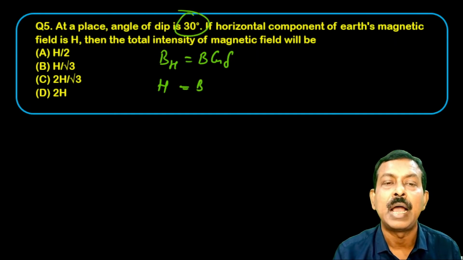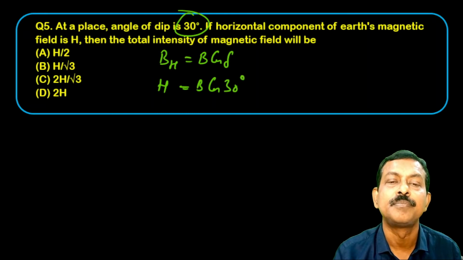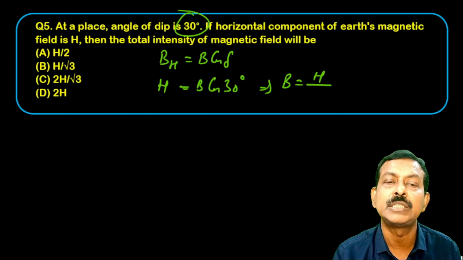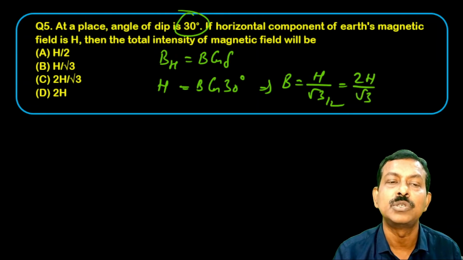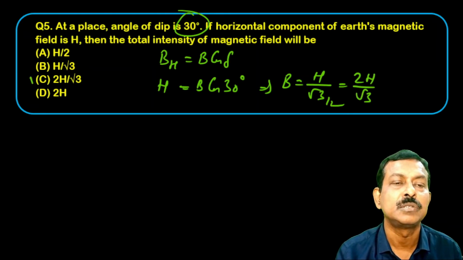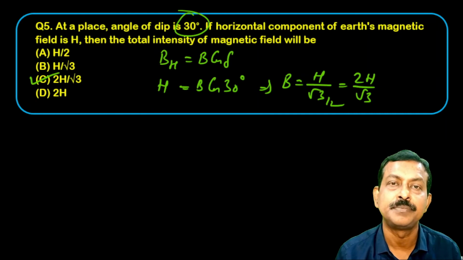B is there, and the angle of dip is 30 degrees, so it is cos 30 degrees. That means B, if I consider, is H by cos 30 degrees. Cos 30 degrees is root 3 by 2. So it is 2H by root 3. So the third one is the correct option.